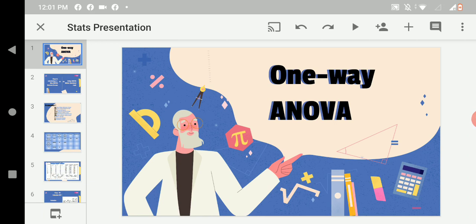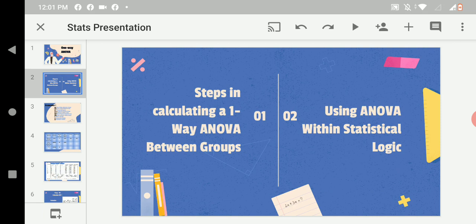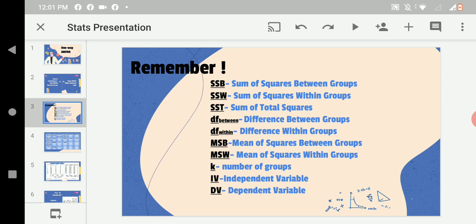I am Erica Maybasa. Today I will be discussing the one-way ANOVA. To discuss the one-way ANOVA, we have two major parts of it. The first one is the steps in calculating one-way ANOVA between groups. And the second one is using ANOVA within statistical logic. Now, we always have to remember the following.